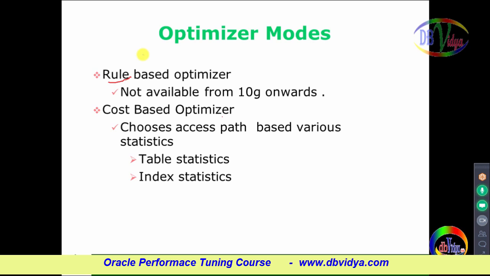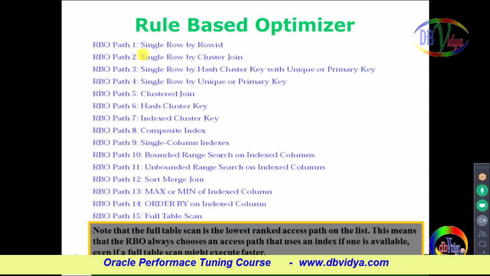If we are not happy with that, then we can change. See, even though it is not there in the newer versions, rules used to be like this. Rule 1: single row by row ID, single row by cluster join, hash cluster key. So first it will start checking, given a select statement. If this is not there, then it will go to the next one, like that. Single column index, bounded range search, all these rules internally. First it will start with rule 1. If this is satisfied, it will follow that rule 1, even though it is there in index also. Because of that only, rule-based optimizer is desupported.